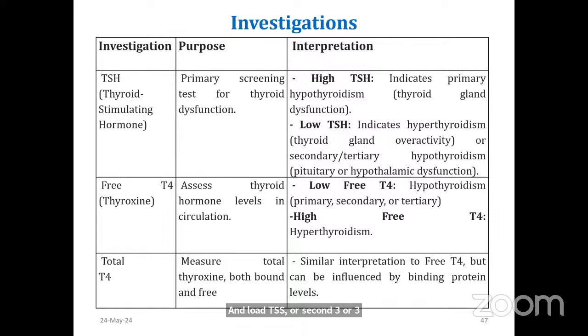Free T4, which is known as thyroxine. The purpose of this investigation is to assess the thyroid hormone level in the circulation. Low free T4 indicates hypothyroidism, and high free T4 indicates hyperthyroidism. Total T4 is mainly used to measure total thyroxine, both bound and free. So its interpretation is the same as free T4. Next.